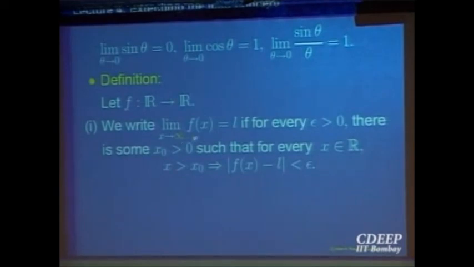We can write limit of f(x), x going to plus infinity, is equal to L. What should happen? You want to say that its limit is L. That means f(x) should be close to L. For what values of x? For all large values of x. That should be the definition. See, forget everything else. You just want to look at limit x going to plus infinity f(x) is equal to L, and you want to give a meaning to this.